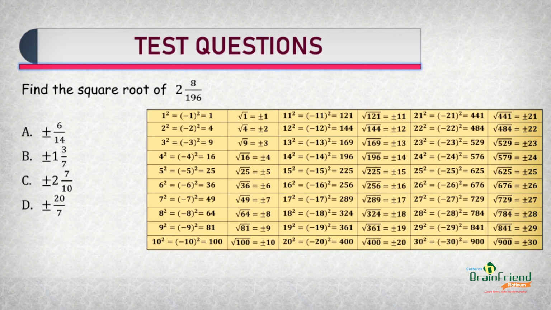It's test time. Question 1. Find the square root of 2 whole number 8 over 196. Option A, plus or minus 6 over 14. Option B, plus or minus 1 whole number 3 over 7. Option C, plus or minus 2 whole numbers 7 over 10, or option D, plus or minus 20 over 7.